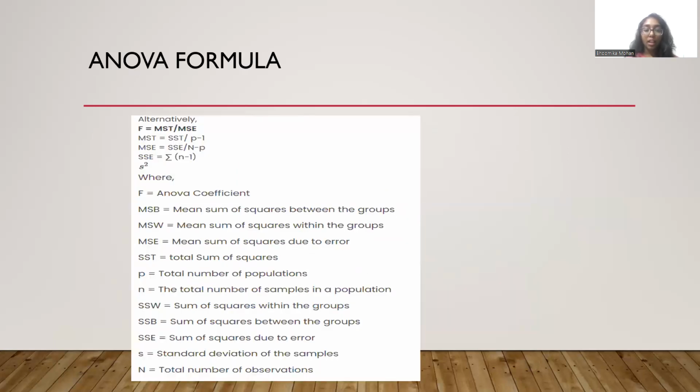Alternatively, F equals MSB by MSE, MST equals SST by P minus 1, MSE equals SSE by N minus P, SSE equals summation (n minus 1) into s square, where F equals ANOVA coefficient, MSB equals mean sum of squares between the groups, MSW equals mean sum of squares within the groups, MSE equals mean sum of squares due to error, SST equals total sum of squares, P equals total number of populations, n equals the total number of samples in a population, SSW equals sum of squares within the groups, SSB equals sum of squares between the groups, SSE equals sum of squares due to error, small s is standard deviation of the samples, capital N is total number of observations.